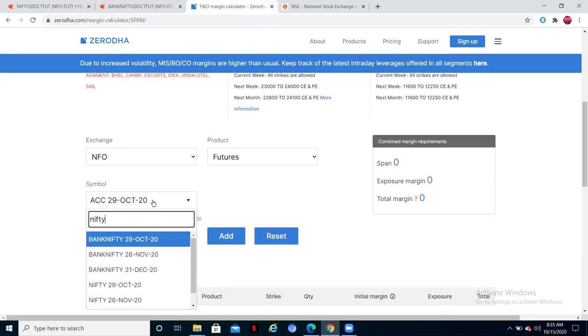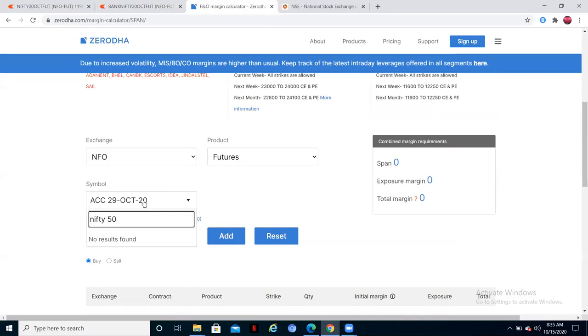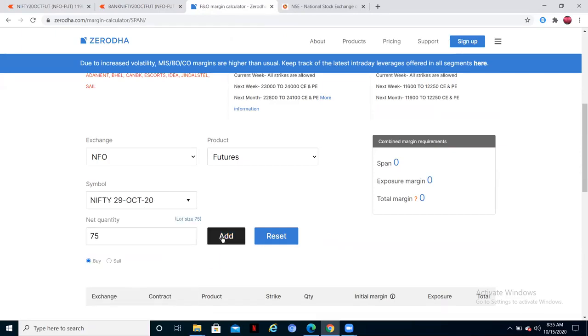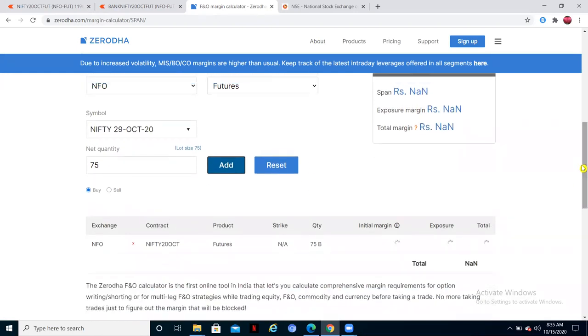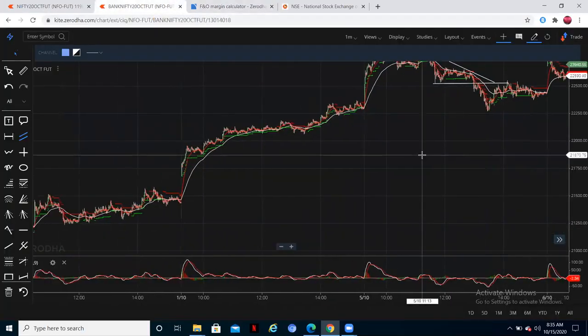So here you can see the margin. I think there is some glitch here. Okay, it's not showing you the margin. For intraday, the margin for Nifty will be around 16,000 or 17,000 only. And for Bank Nifty, it is around 11,000 only. So by using that much margin only, by using that much capital only, even if you are booking 30 points daily, that is a great return if done consistently.